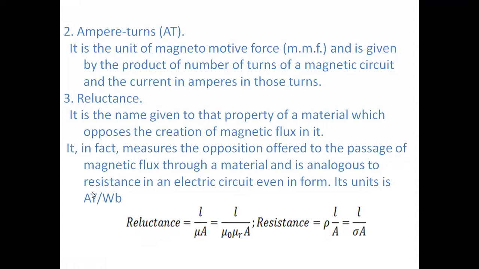And reluctance is equal to L by mu A, that is L by mu naught into mu R into A, and resistance R is equal to rho L by A. All of you know that R is rho L by A, and rho is equal to 1 by sigma. Sigma is the conductance, the opposite of resistivity. Here this sigma is the conductivity.